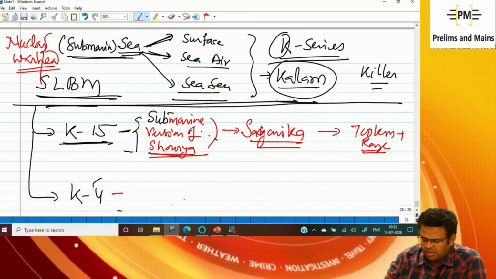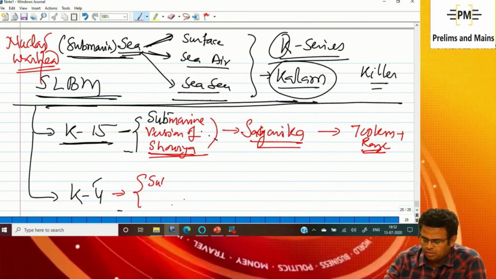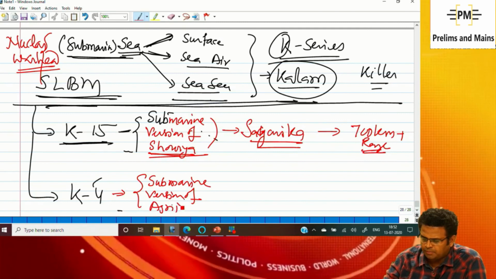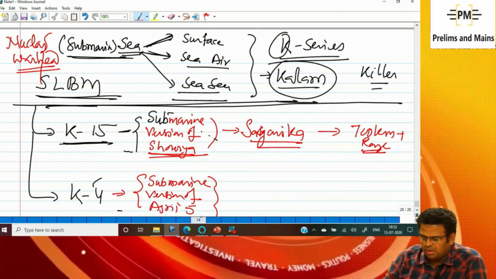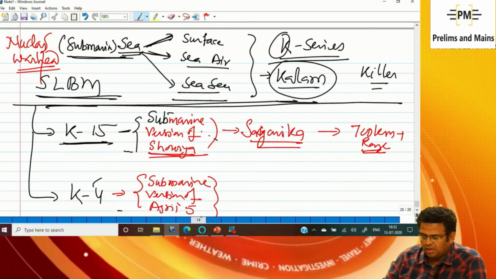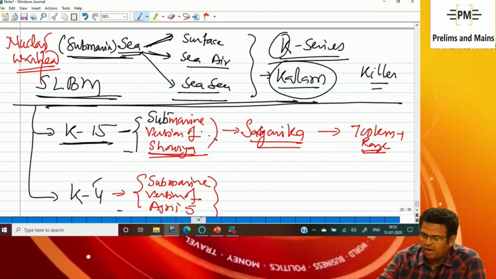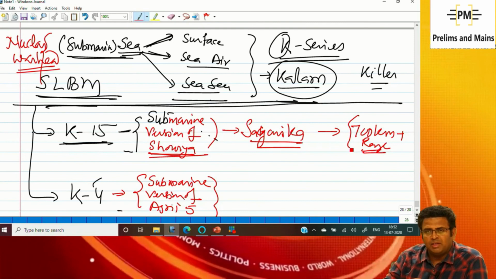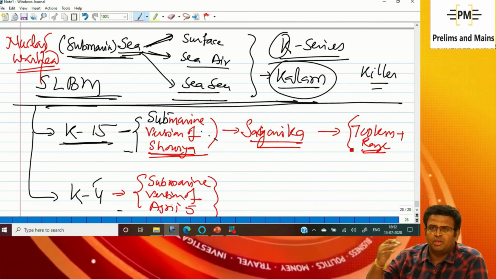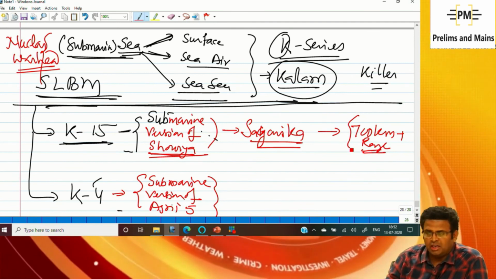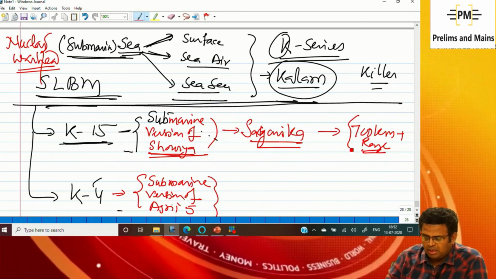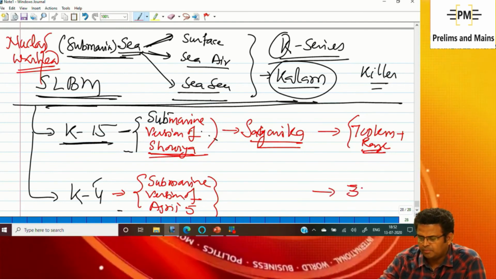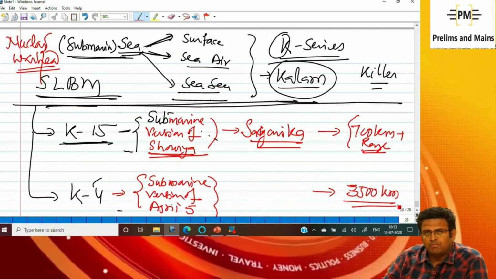Similarly, K4 is the submarine version of Agni 5. Remember that. Saurya has 700 to 1900, but here I am talking about only around 700. The reason is that if it has to come from the ocean, there will be some kind of pressure, therefore the range can reduce. Clear? And Agni 5 has 5000 to 8000 kilometer, perhaps you know that, but if it is coming from the submarine, then its range can be 3500 kilometer. These are the two submarine launched ballistic missiles.